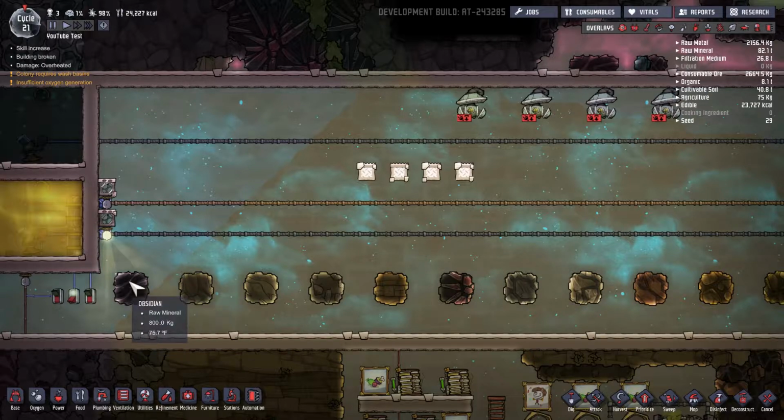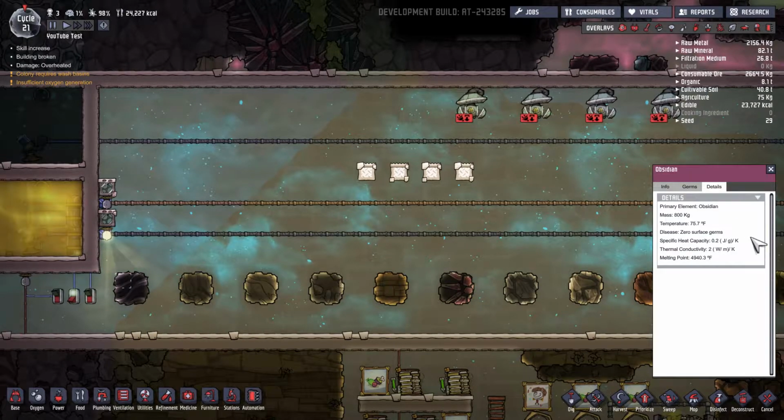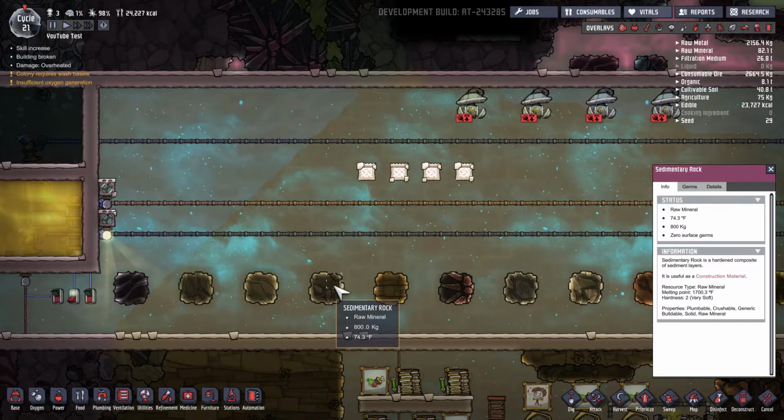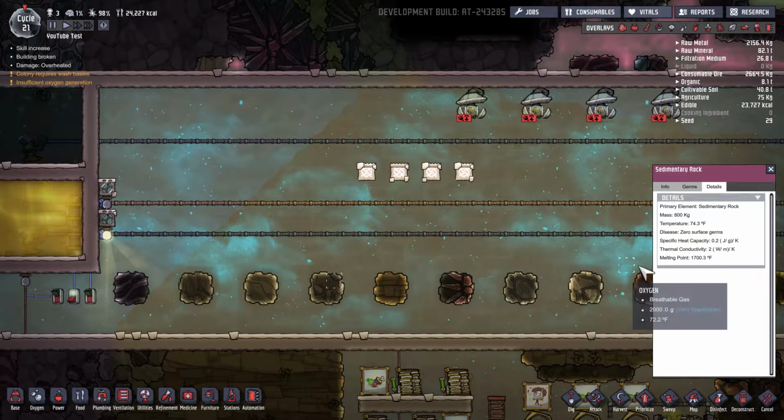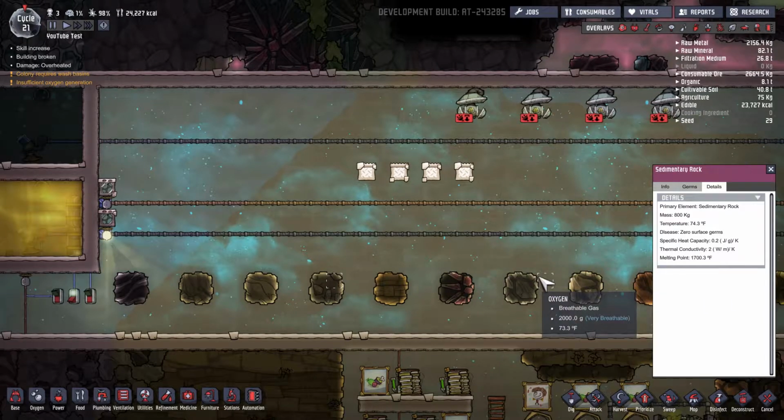So obsidian has a specific heat of 0.2 and a thermal conductivity of 2. Igneous rock, 0.2 and thermal conductivity of 2. Granite, 0.79 specific heat, thermal conductivity of 3.39. Sedimentary rock, specific heat 0.2, thermal conductivity of 2. Sandstone, specific heat of 0.8, thermal conductivity of 2.9.